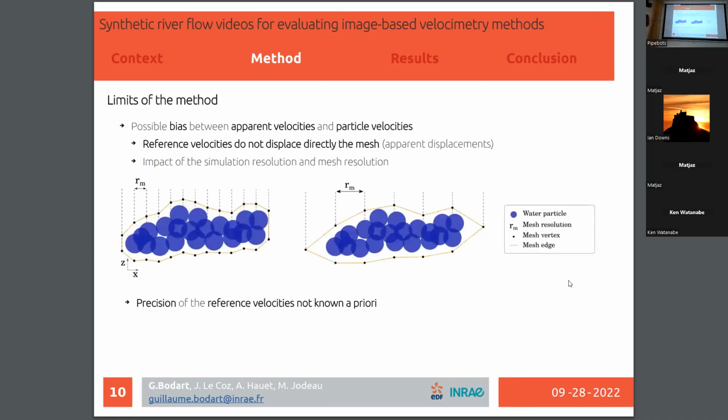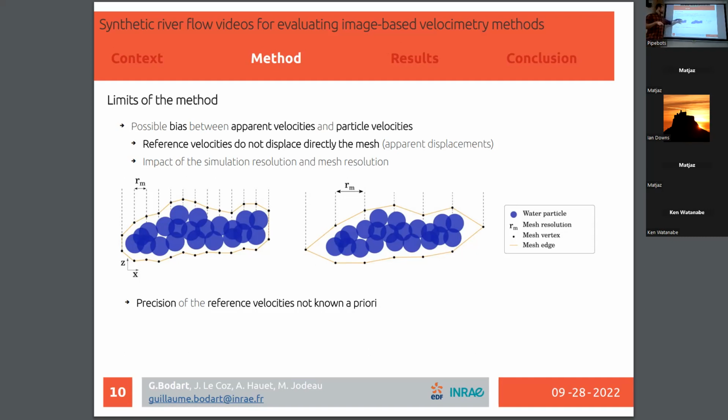There's one thing I'd like to emphasize, one limit or problem that we found with this method. As I've shown before, the reference velocities are computed on a grid, and these reference velocities are used to displace the particles. Then we build up a mesh around the particles. So the reference velocities are not directly moving the mesh, but it is the mesh that we can see. I don't know if you exactly understand the point. What I mean is that there could be a difference between the apparent velocities, so the apparent movement of the mesh, and the reference velocity.